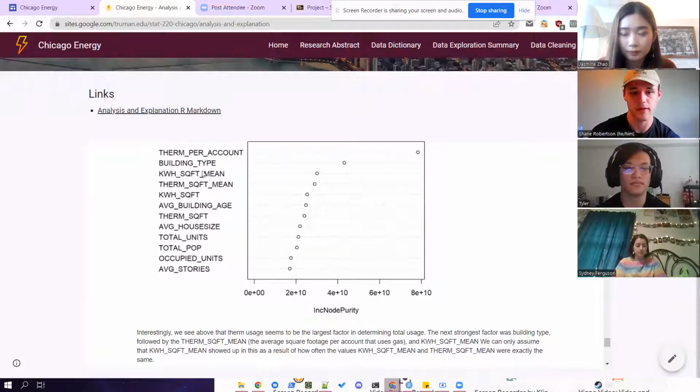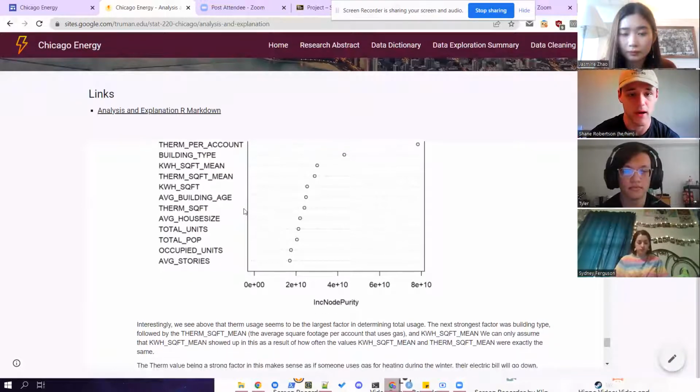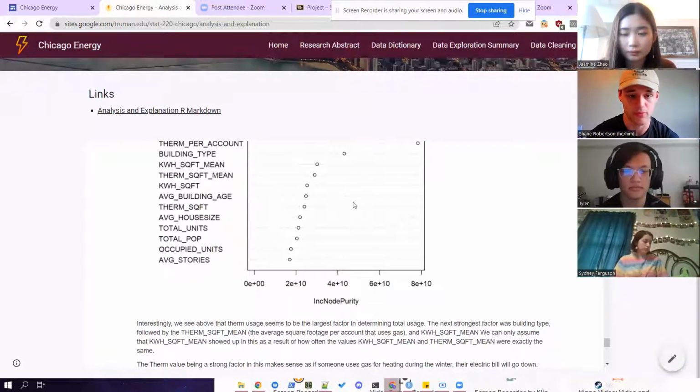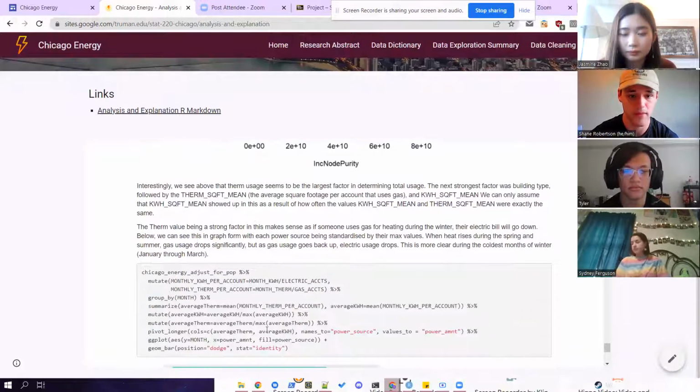But besides that, we also saw that building type was important, which we predicted prior to this. Square footage seemed to have a strong correlation, as well as therm square footage, though we also know that the therm square footage was almost always the same value as kilowatt hour square footage, so it wasn't surprising. We also saw building age was rather important, and the rest of the variables dropped down from there.